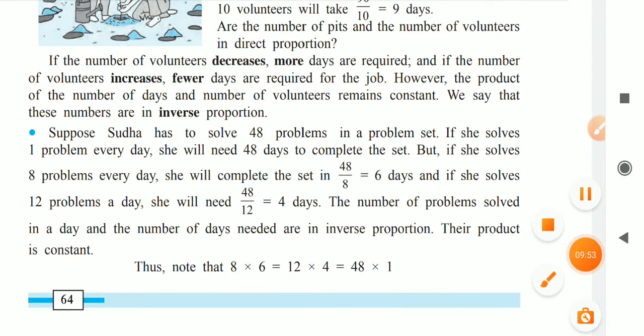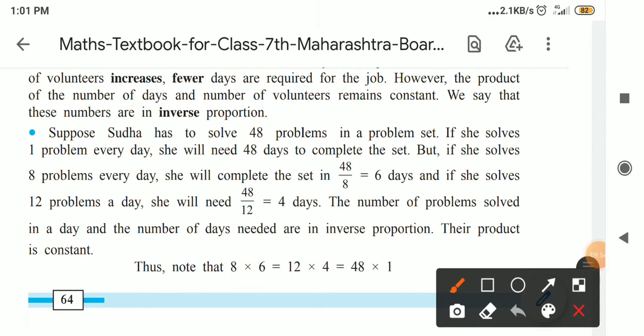Suppose here is one example they gave you. Suppose Sudha has 48 problems in a problem set. You have problem sets like scholarship and all in that way. If she solves one problem every day, she will take how many days? 48, because 48 problems are there. One day one problem she will solve, then how many days are required? 48 days. Okay. Now what happens if she solves 8 problems every day?